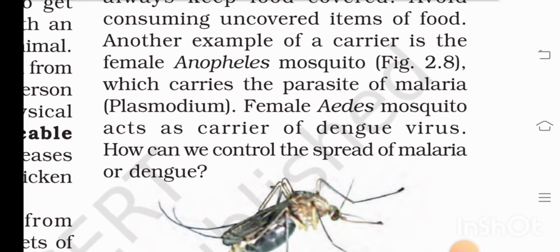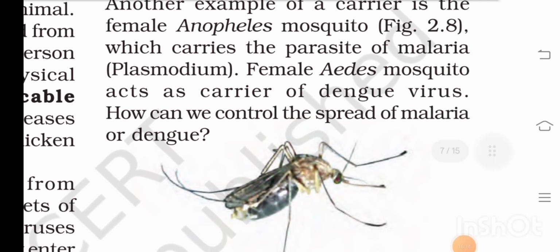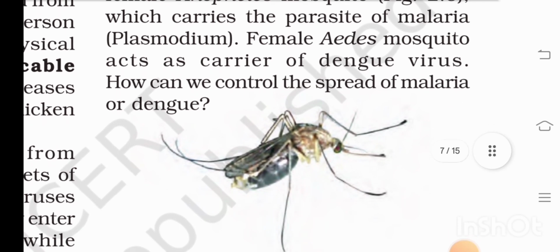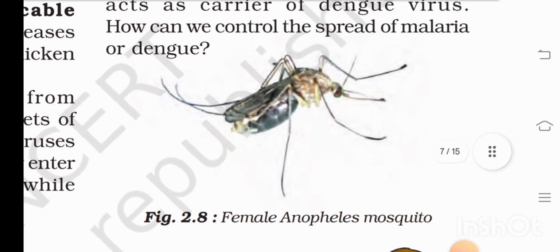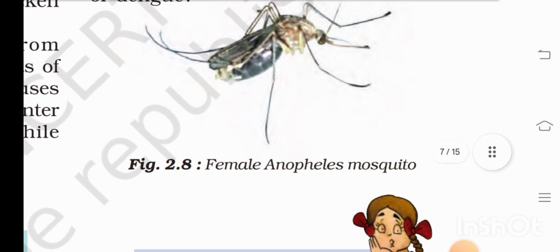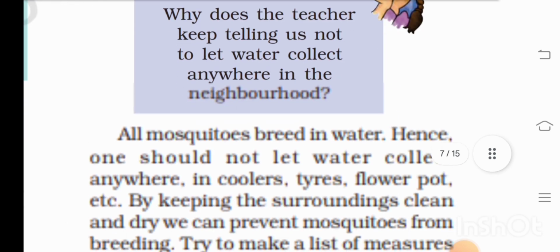Another example of carriers is the female Anopheles mosquito, which carries the malaria parasite, Plasmodium. Female Aedes mosquito acts as a carrier of dengue virus. How can we control the spread of malaria or dengue? Female Anopheles mosquito.